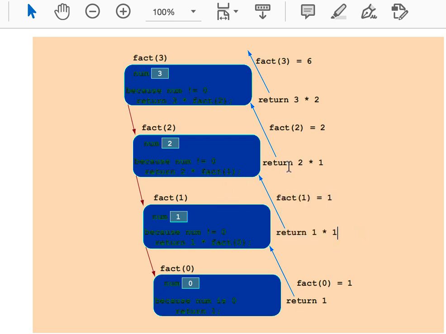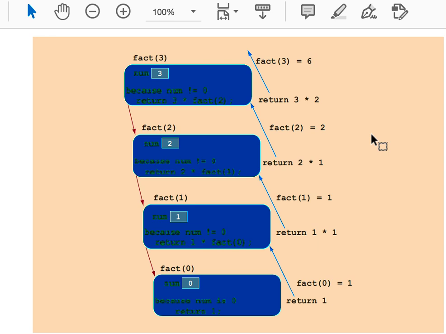This time we return 2 times 1 to the top, and then finally 3 times 2, which is getting returned back, and therefore fact 3 returns 6. So the output is going to be 6. So if we do a cout, we're going to see 6.